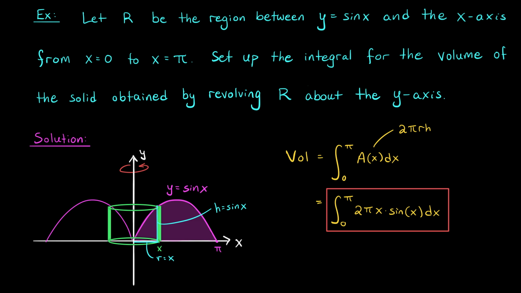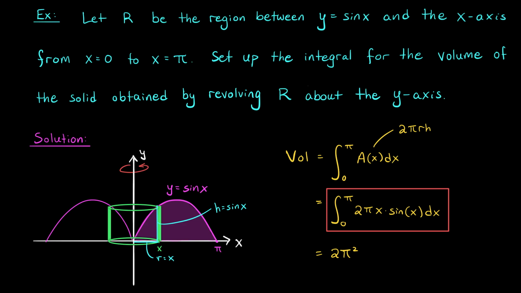I think you'd need integration by parts here, and the answer you should get is 2 pi squared. I really like this example because it's one that would be really challenging to set up using discs and washers, but it's pretty easy to set up using shells.